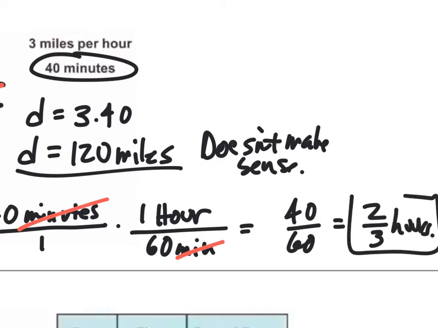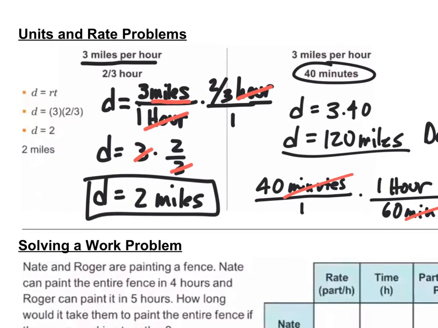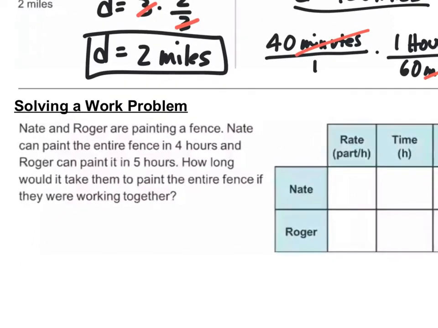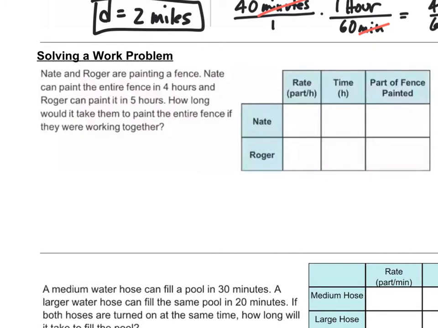So, you got to make sure that we're working in the same units and that we're not getting confused, and just make sure, does the problem make sense? So now let's take a look at a work problem. In this work problem, it says that Nate and Roger are painting a fence. Nate can paint the entire fence in 4 hours, and Roger can paint the entire fence in 5 hours. How long would it take them to paint the entire fence if they were working together?